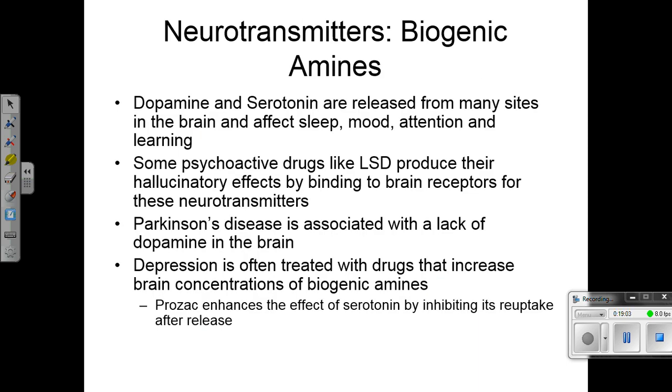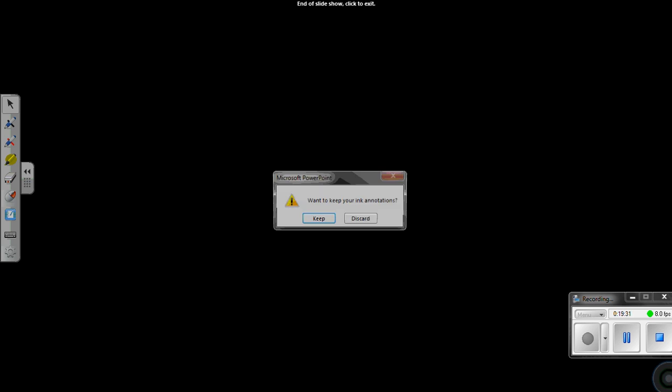Dopamine and serotonin are biogenic amines. Dopamine and serotonin are released from many sites in the brain and are involved in sleep, food, attention, and learning. Some psychoactive drugs like LSD produce their hallucinatory effects by binding to the brain receptors for these neurotransmitters. So then dopamine and serotonin aren't able to bind because the drug is binding to that site instead, and that's what causes a lot of those effects.